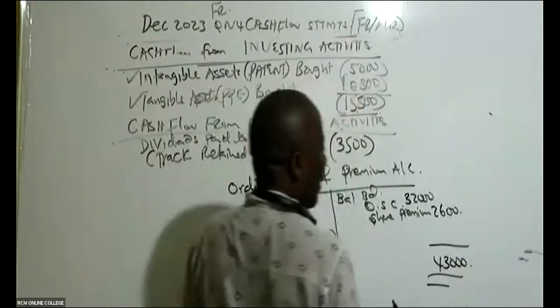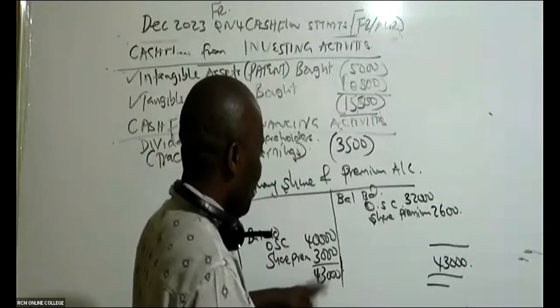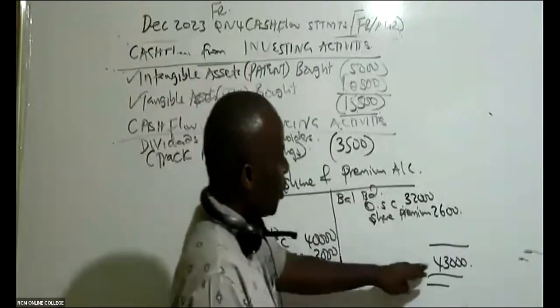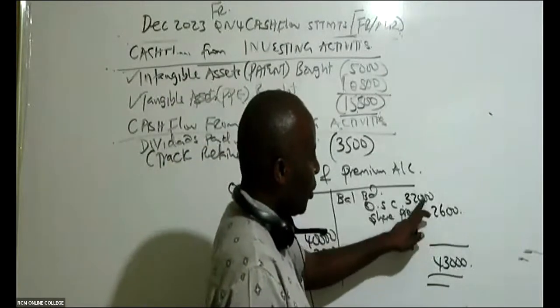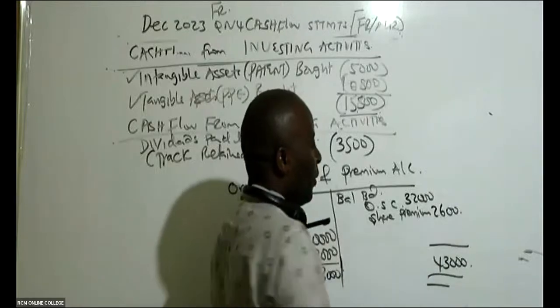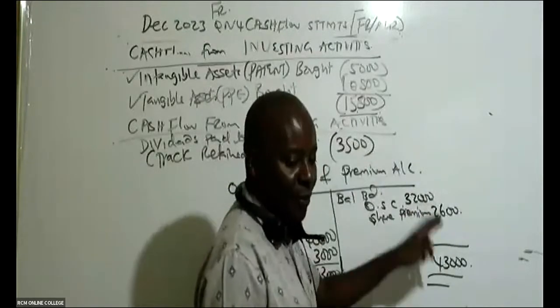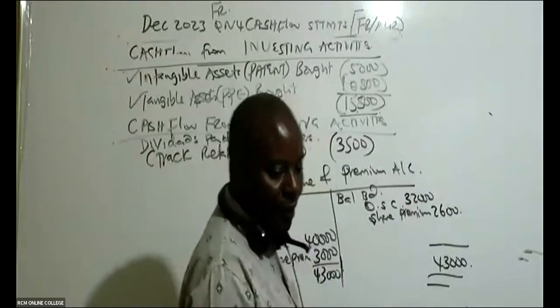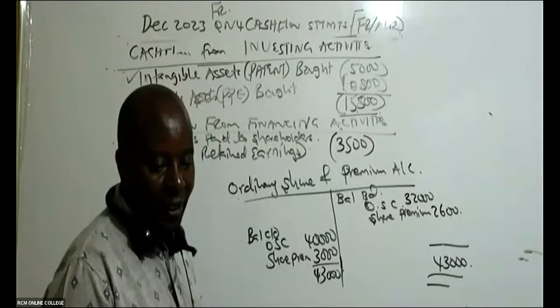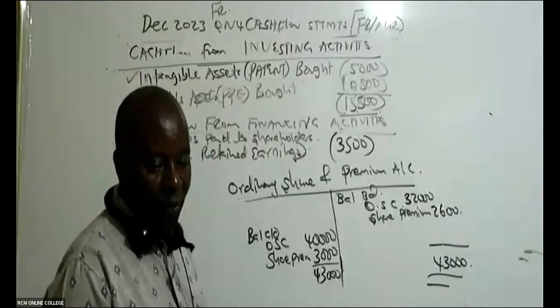Balance your account. So when I balance my account, I can see this side is bigger. Then this will be 43,000 minus 2,600 minus 2,000. Can you give me something here? 43,000 minus this. What is the balancing figure, ladies and gentlemen?